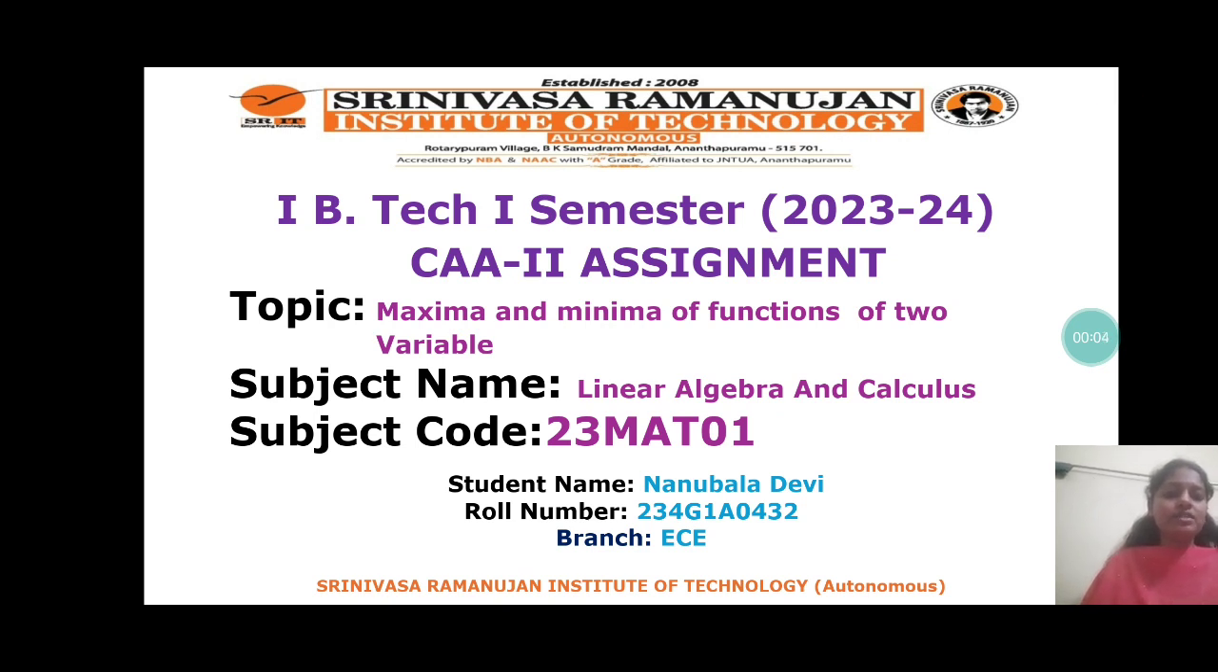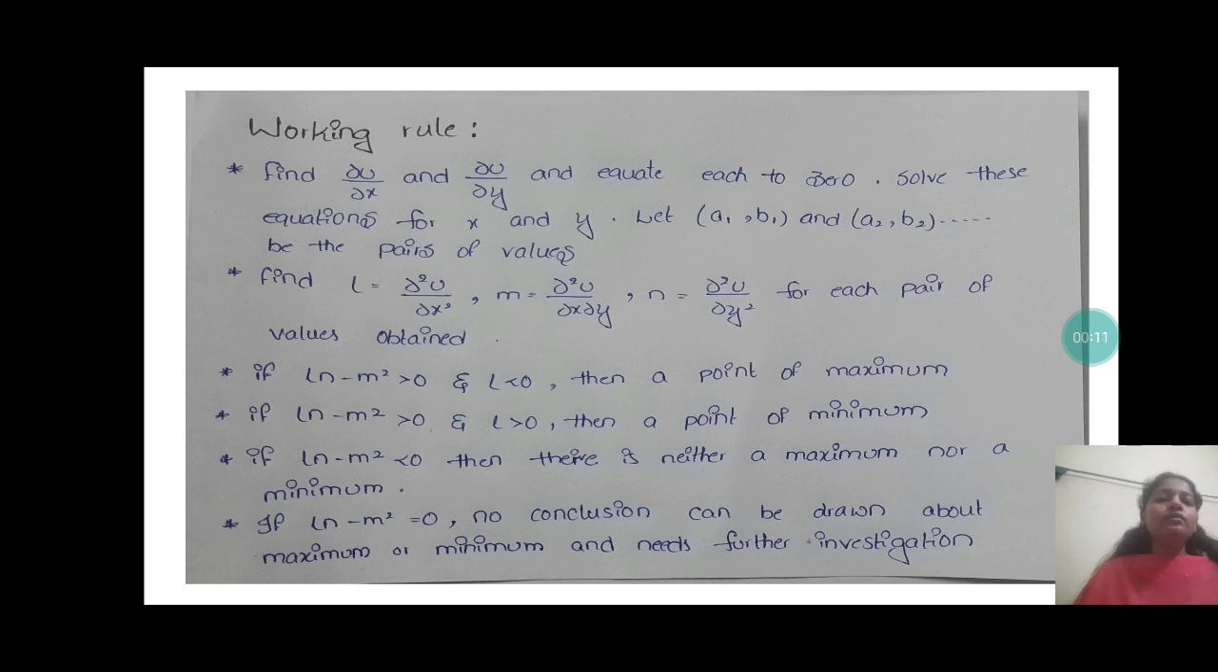I am from ECE. Today I am going to tell you about maxima and minima of functions of two variables. The working rule of maxima and minima of functions of two variables is: first we find ∂u/∂x and ∂u/∂y and equate each to 0. Solve these equations for x and y and we get the point of values.